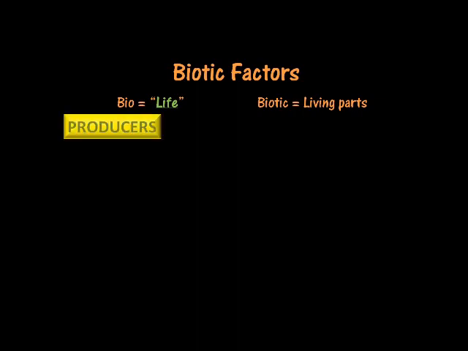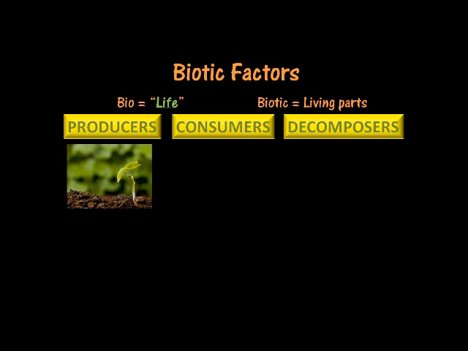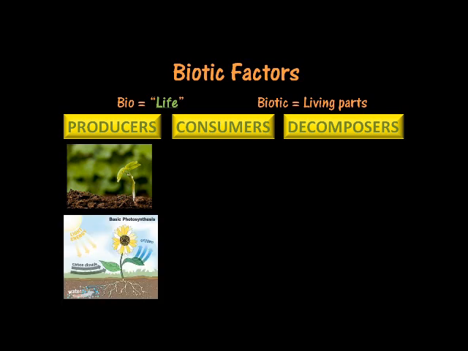Now let's look at biotic factors. Bio means life, so biotic factors are the living parts of an ecosystem. This includes all organisms that exist in the ecosystem. An organism will either be a producer, consumer, or decomposer. Producers are the food makers of the ecosystem. They use sunlight to make food by photosynthesis.